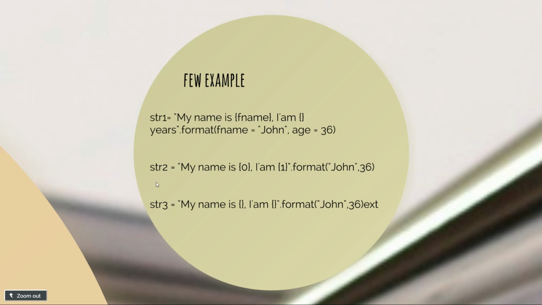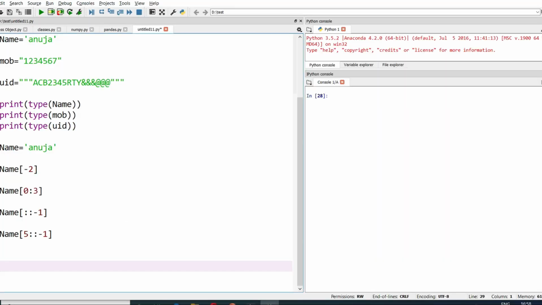Similarly, there is another example I have shown here, str2, where I am not using the variable name, I am just passing the value instead. So my name is placeholder 0, I am placeholder 1. Dot format 0 means whatever I have passed in the format method, take the 0th index value and place it in this placeholder where 0 is passed. Similarly, take the index value 1 and pass it here, I am this age.